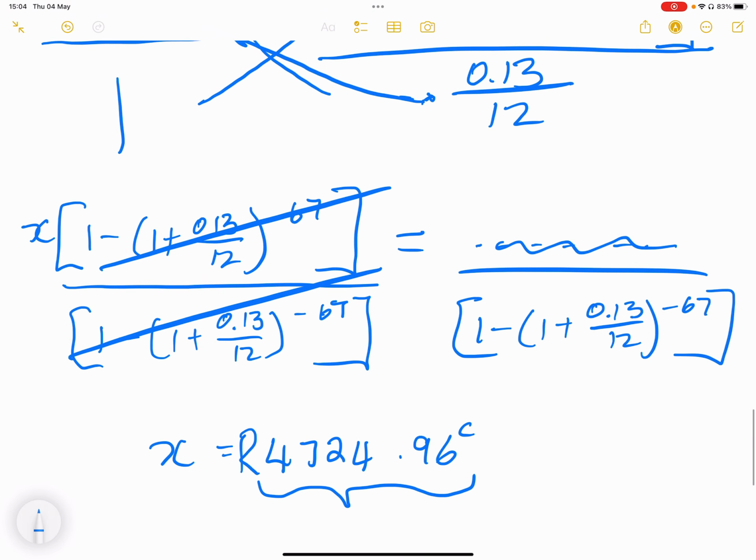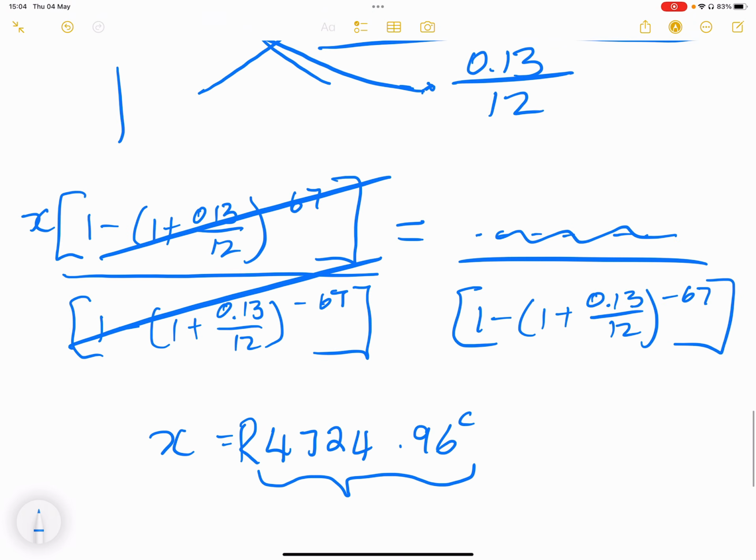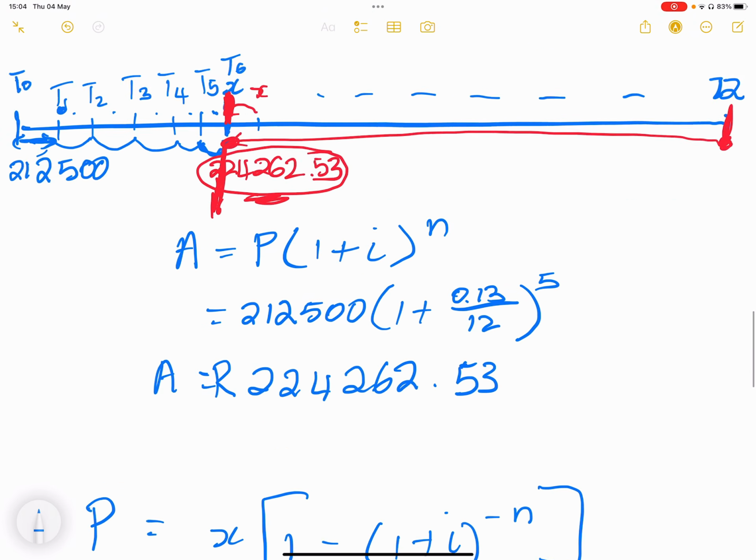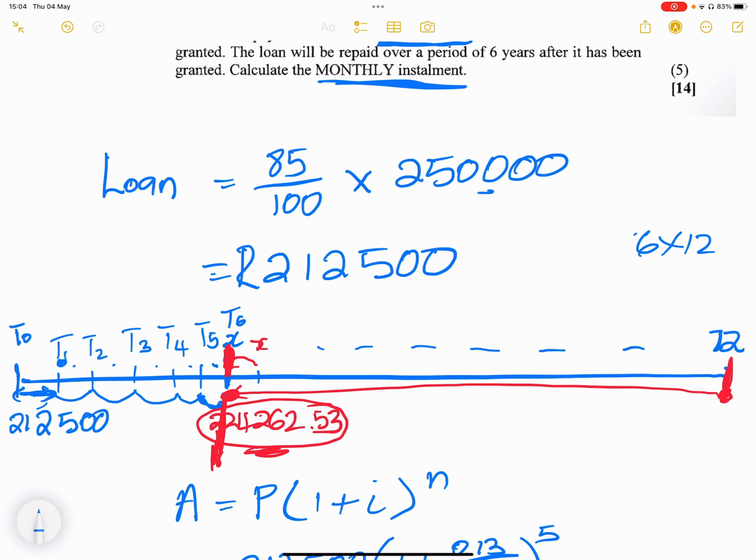Ladies and gents, I hope that is clear. Please remember that immediate payment issue that I referred to.